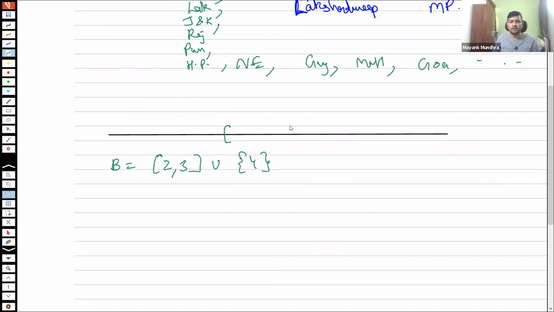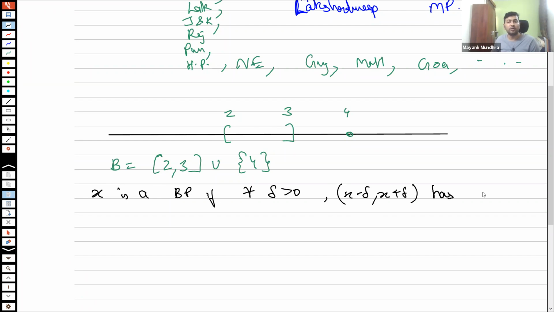All right, so it is this set [2, 3) union 4. So the definition is that X, not necessarily in A, is a boundary point if for all delta positive, the interval X minus delta to X plus delta has points inside the set other than X. So let us understand this with the help of taking different points.